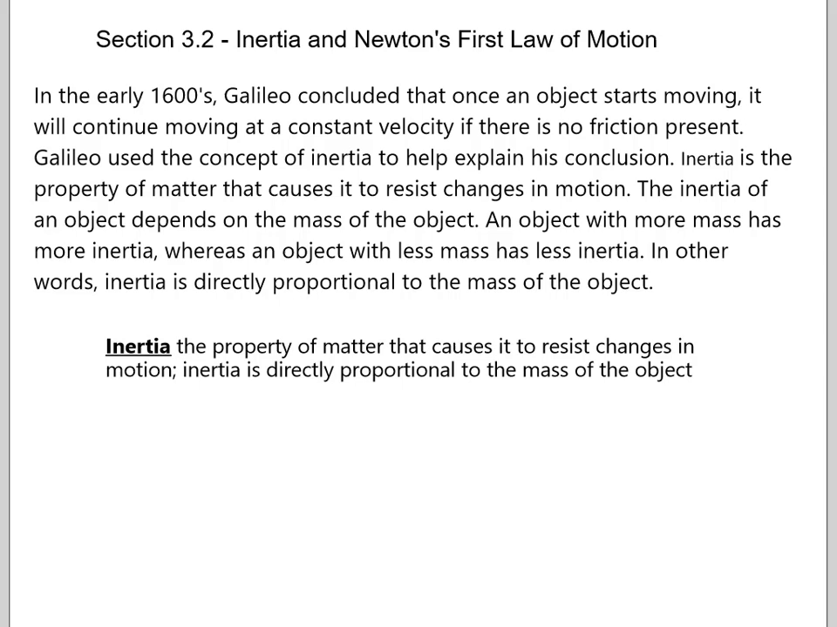So inertia is the property of matter that causes it to resist changes in motion. The inertia of an object depends on the mass of an object. The more massive an object, the harder it is to get moving, but also the harder it is to stop moving. That idea of inertia is worthy of writing down somewhere. It's the property of matter that causes it to resist changes in motion. Inertia is directly proportional to the mass of the object.